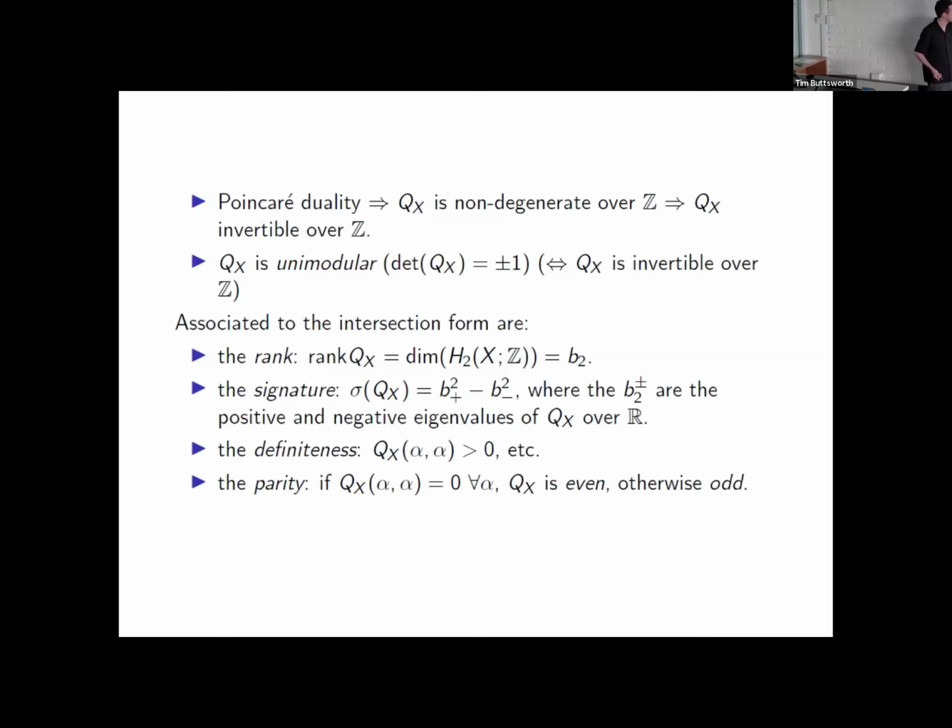Maybe the only one that you might not have seen before is this parity thing. We call the form even if for all the classes it's 0, and odd otherwise. I'm not going to say much more about this, but these are some of the things that will come up maybe if we go into research papers.